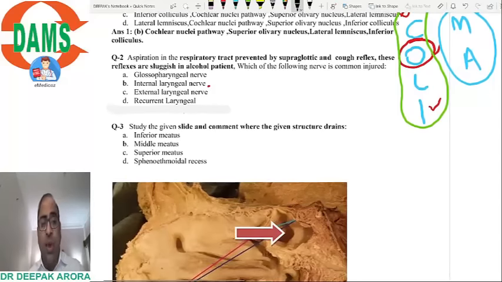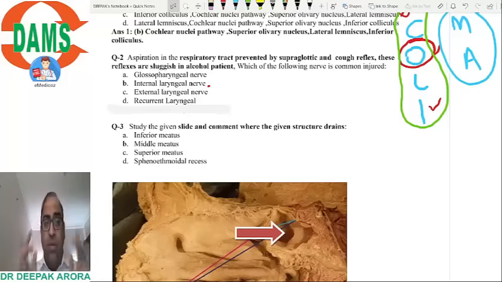Question number 2, very favorite question of your FMGE. Examiner: aspiration in the respiratory tract is prevented by supraglottic and cough reflexes. These reflexes are sluggish in alcoholic patients. Which of the following nerves is commonly injured? Now let us learn the basic orientation of larynx. Main function of larynx, always remember, is protection. That is supraglottis. Supraglottis is responsible for the protection.